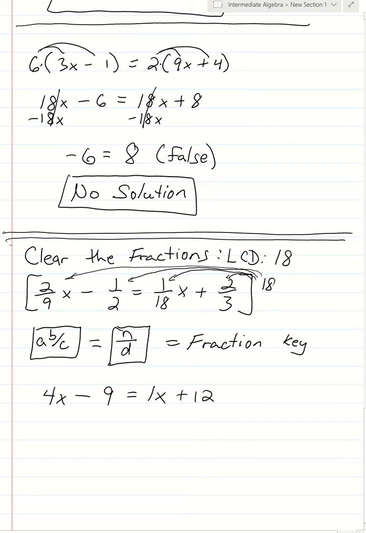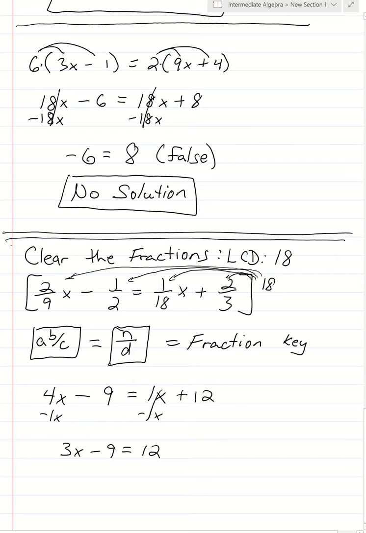So now we're going to proceed like we did prior. We don't have to worry about step 1, because there's nothing to distribute anymore, and there are no like terms to combine on either side. So we move on to step 2. Let's get the variable on one side. I'll subtract the 1x over, leaving me with a 3x on the left minus 9 equals the positive 12.